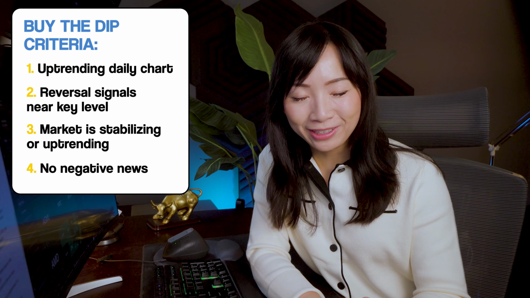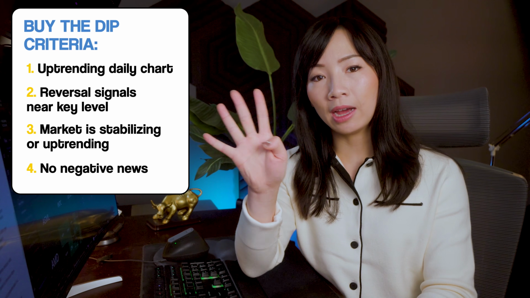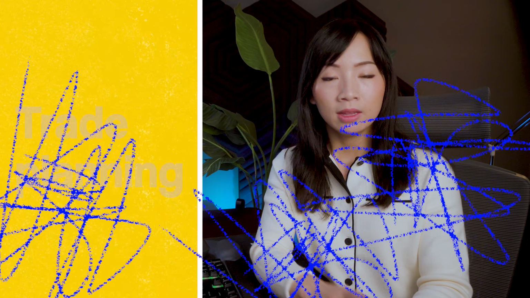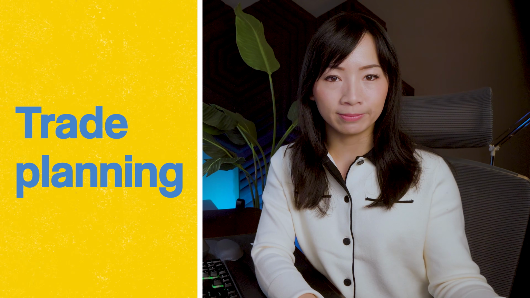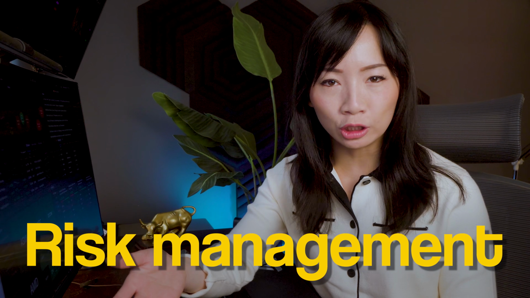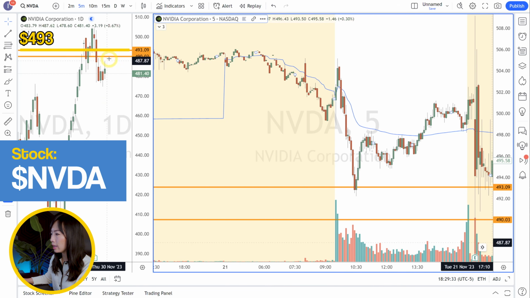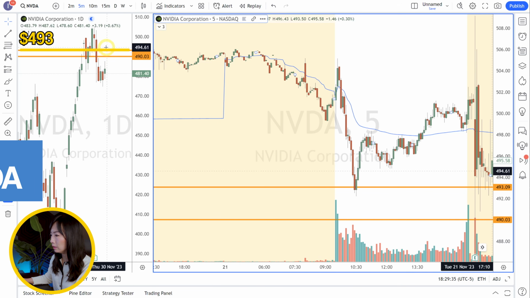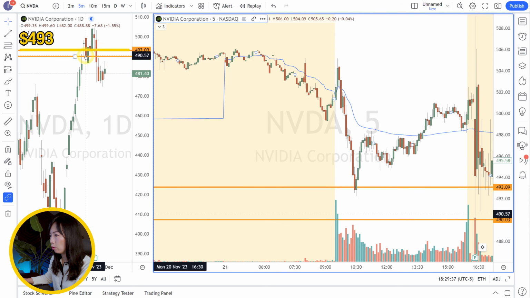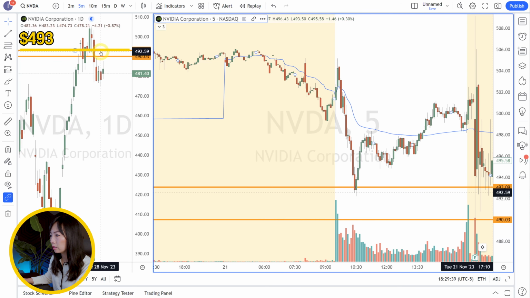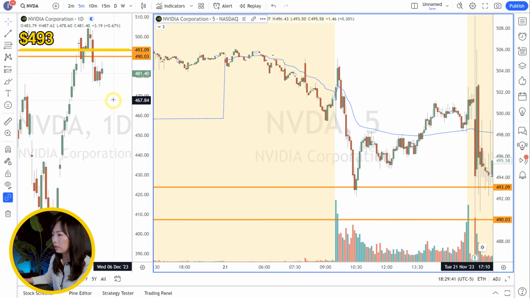So now that you learned the 4 very important criteria for this buy the dip strategy, the next step is trade planning. As a trader, you should understand the technicals and the psychology behind a strategy. Only then can you manage your entries and exits with proper risk management. So we did talk about earlier that the daily support area we're looking at is around this 493s zone. You can see that daily support, a lot of little wicks on the daily. The stock is getting bought back up around that key level.